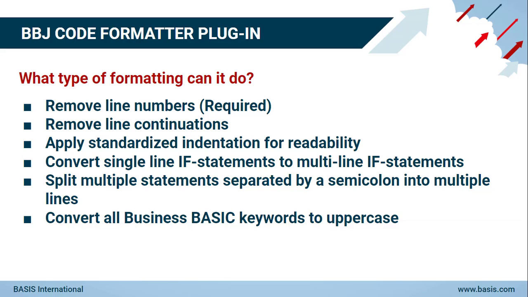There are a couple of different types of formatting that the BBJ code formatter can do. It can remove line numbers, which is required by the BBJ code formatter when trying to use any other type of formatting in the user preferences. It can remove line continuations and apply a standardized indentation for readability. If you want to convert single-line if statements to multi-line if statements, it can go through and convert all of these over. If you have multiple statements on one line and want to make the code a little easier to follow, the BBJ code formatter will go through and move the statements to multiple lines if it notices that the statements are separated by a semicolon. The code formatter can also go through and convert all of the business basic keywords to uppercase.